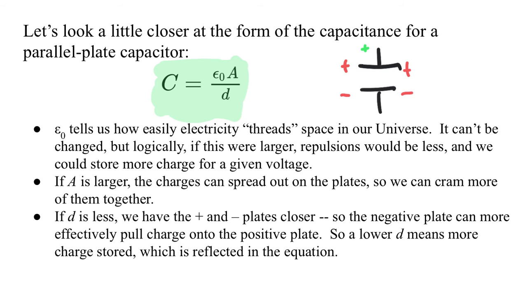But if we make the whole apparatus smaller, now this positive charge is closer, and so it can be sort of glued in. It resists that repulsion from the positives a little bit more. So making d smaller would allow us to put more charge on the plate as well. And that's what comes out here.